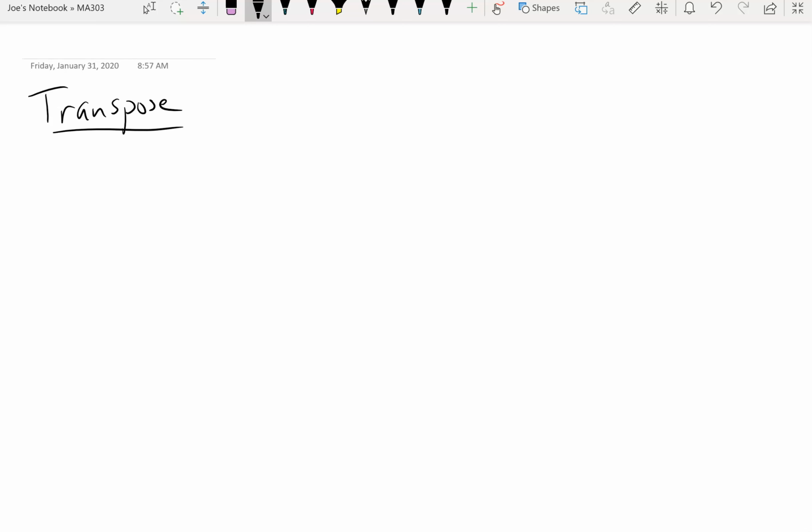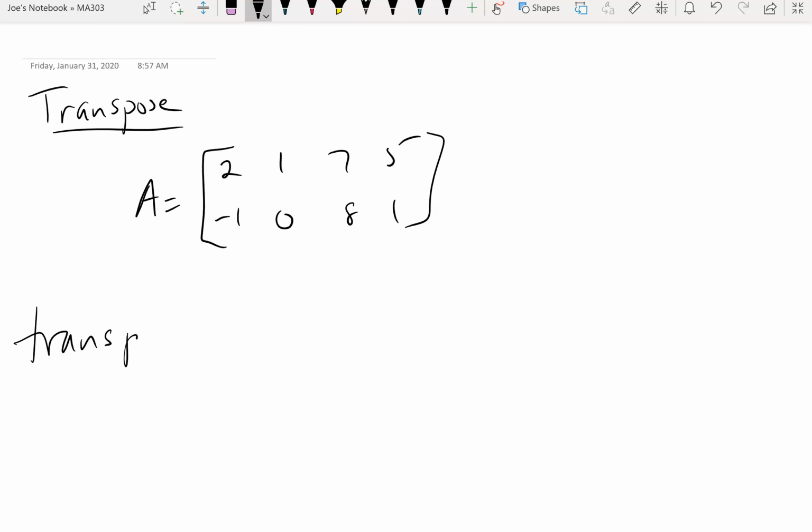All right. So transpose basically is just a reflection. Just to do this by example to start with, let's say we had A is 2175, -1081. If I want to do the transpose of A, the notation for our purposes is going to be an A with a superscripted capital T. Some books use a superscripted little t, but our book uses a capital T.